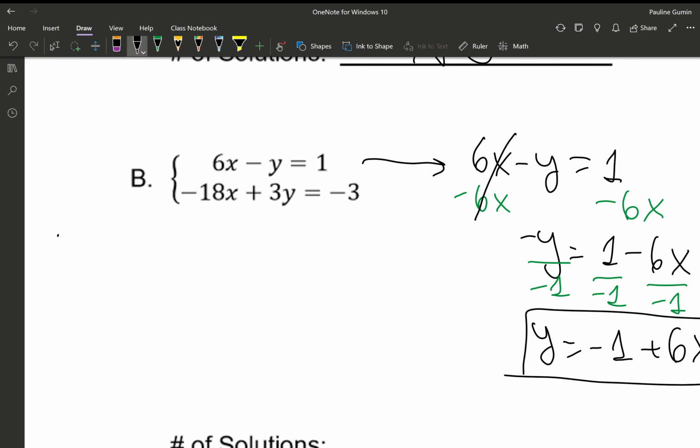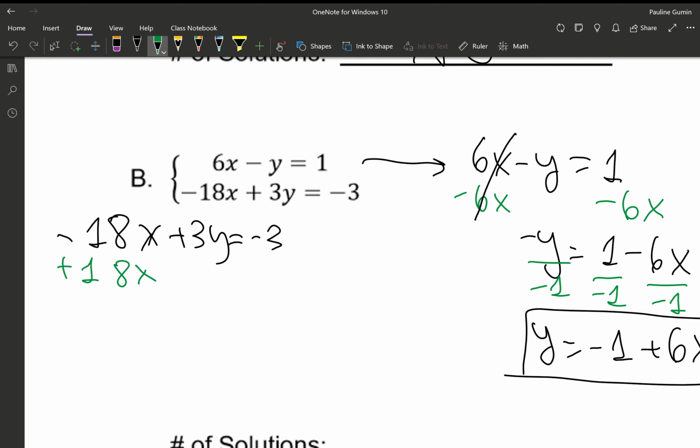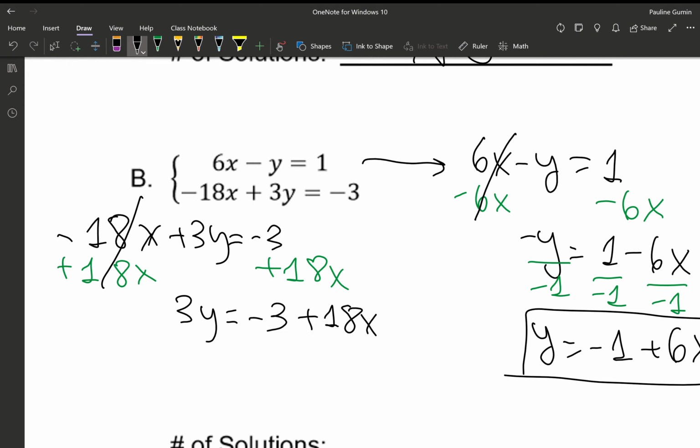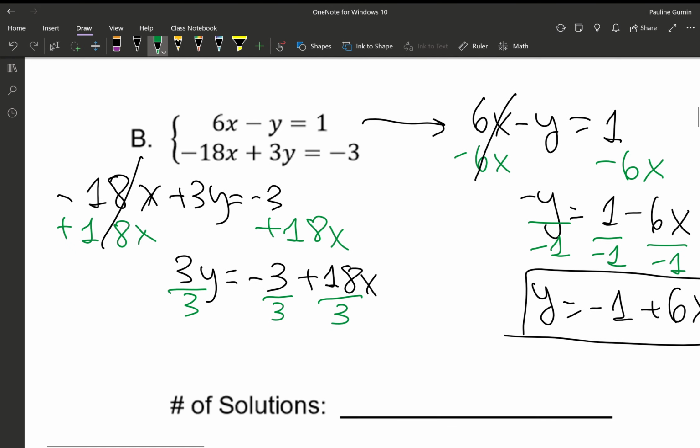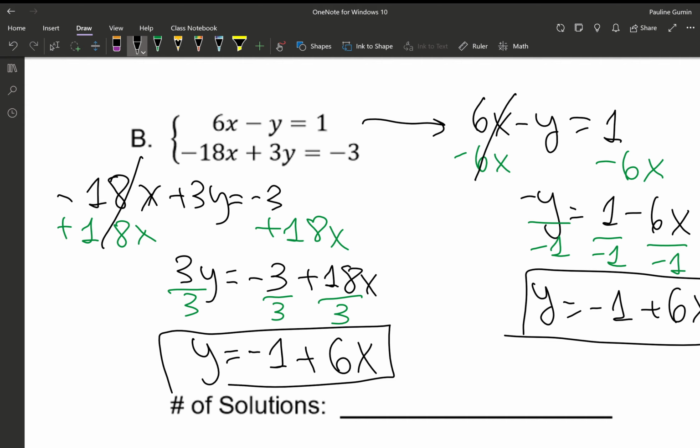Now let's rewrite the second one. Since we have a minus 18x, I'm going to start by adding 18x to both sides. They cancel here, so we have 3y equals negative 3 plus 18x. And I'm going to finish by dividing everything by 3. So let's see what we end up with. Y equals negative 3 divided by 3 is negative 1. 18 divided by 3 is 6. We end up with this equation.